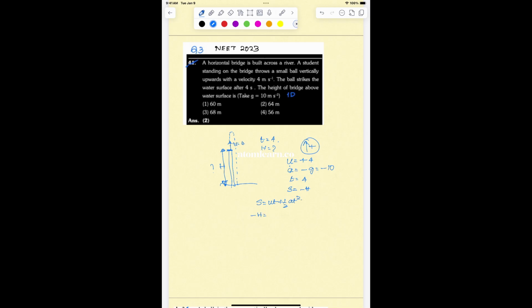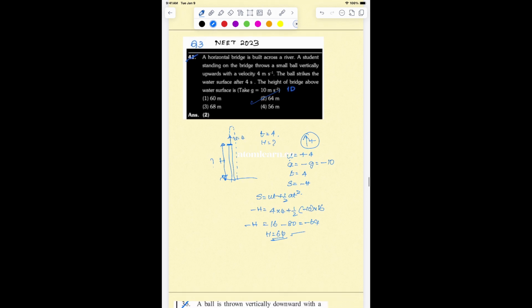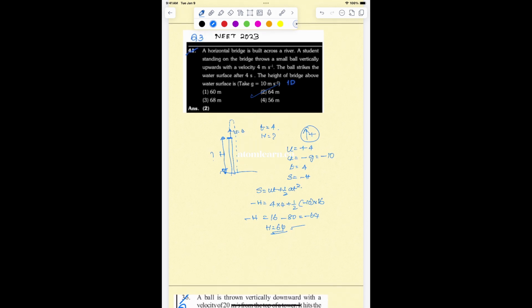Therefore, I am going to say that minus h equal to 4 into 4, that is ut, plus half into minus 10 into t squared, which is 16. Therefore, it equals 16 minus 80, equal to minus 64. Minus h equal to minus 64, so h equal to 64. Option 2. Understood?